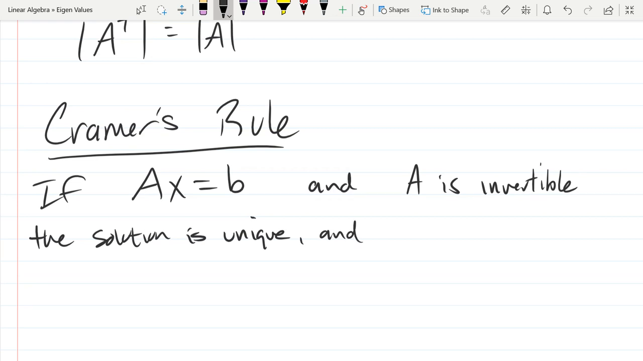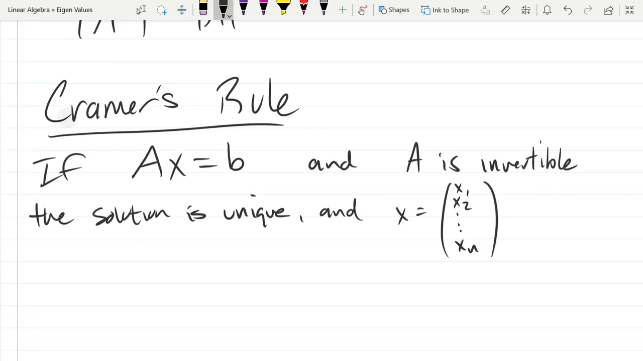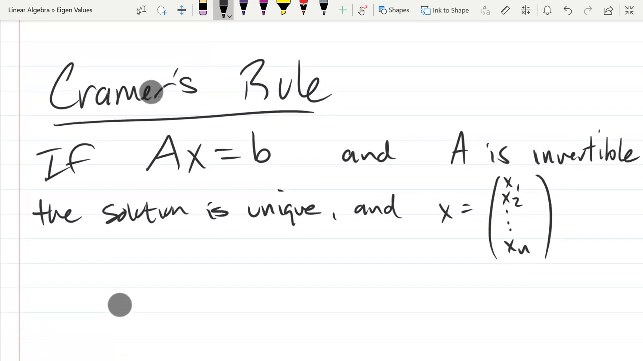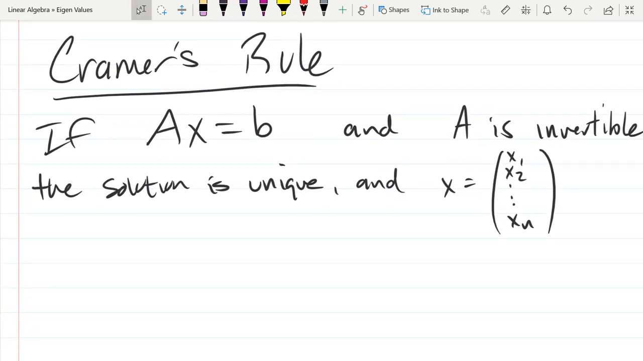So if you have a unique solution, you will get a single vector with no free variables. So there'll be, let's say, n coordinates. You'll get a unique vector solution right there. And looking at each coordinate, there's a nice formula for each coordinate that uses determinants.